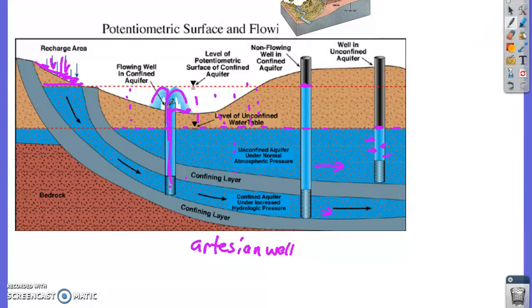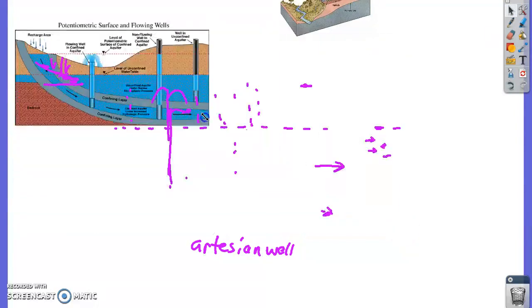Now notice the unconfined is easily recharged. The confined, there's only a certain area that can recharge it, and so it's very critical how that area is treated. Now it is also possible to have something called a perched aquifer.